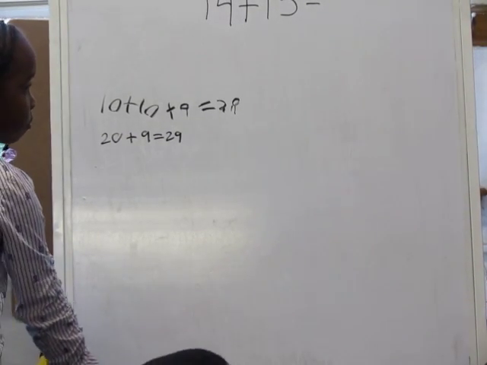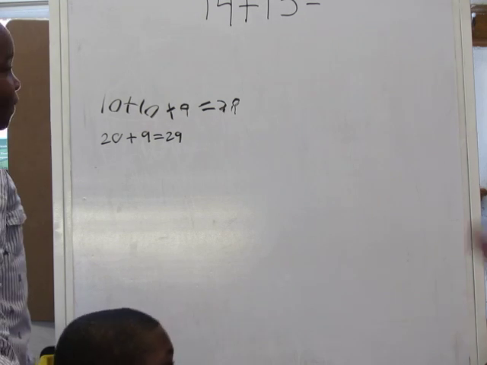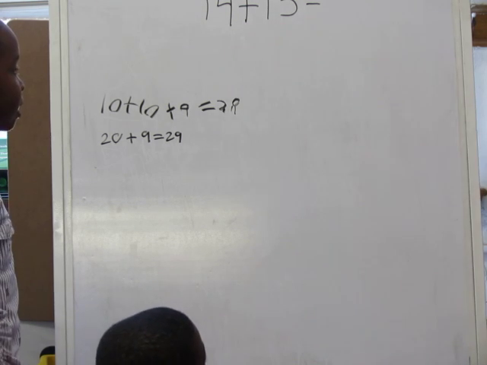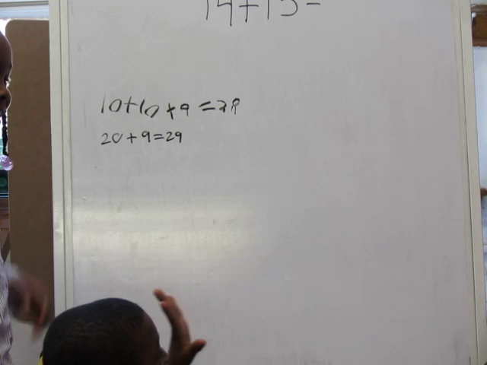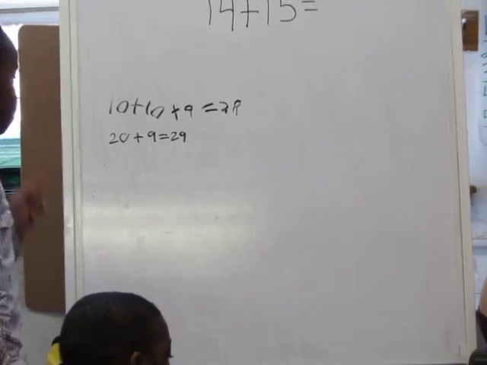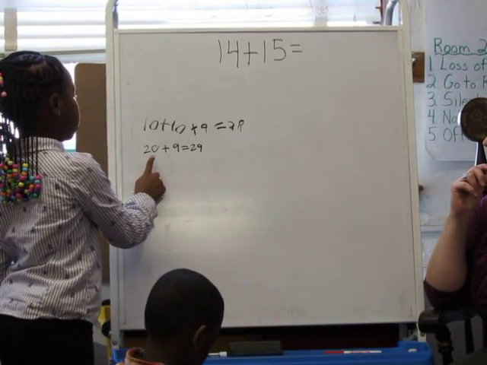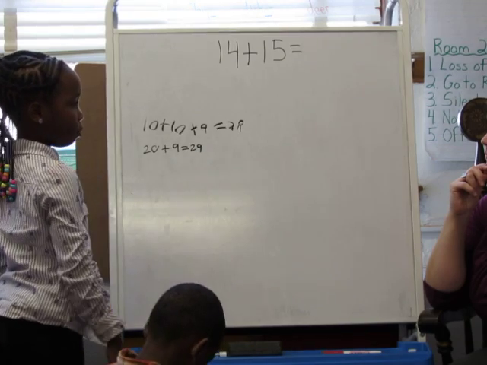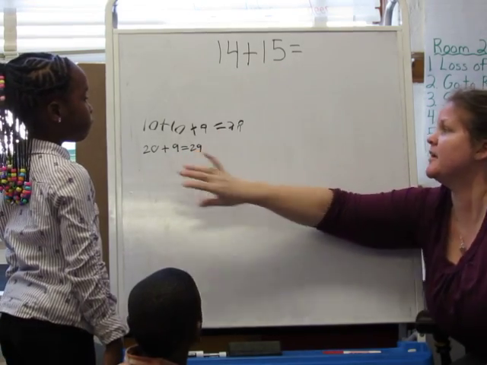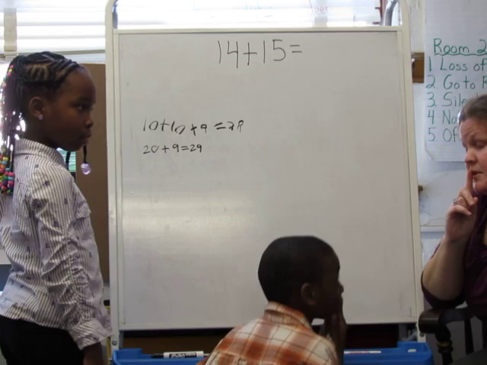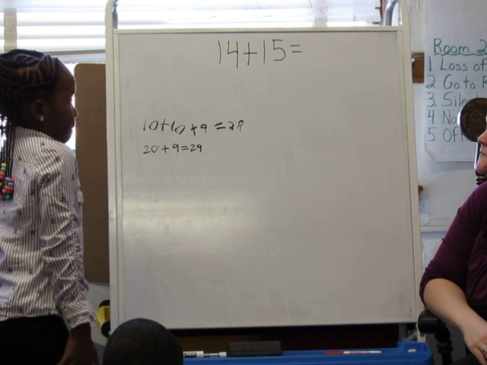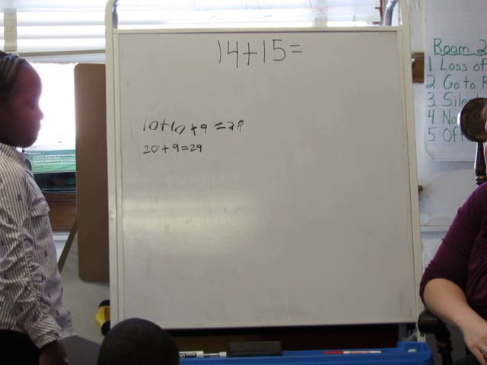Oh, where'd you get that 20? Show me. Hold on, I'm asking Neve, where'd you get the 20? I don't see a 20 up here. Okay, tell me. Because 20 plus 9 equals 29. Okay, and where did you get 20? How did you get from 14 and 15 to 20? You don't know?